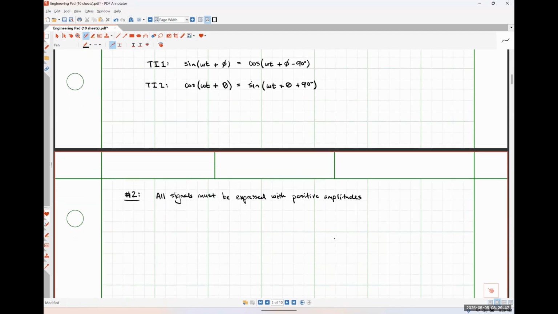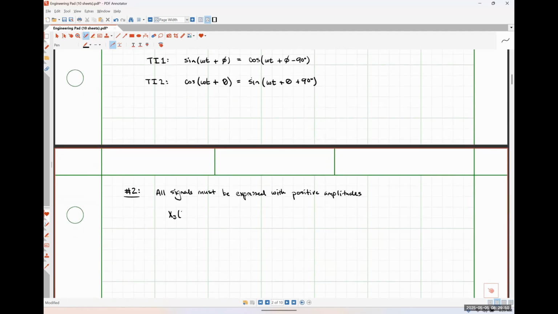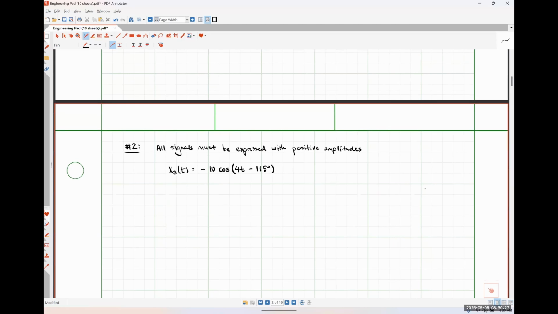So if I had some third signal, let's call it x3 down here, that was negative 10 cosine of 4t minus 115 degrees, I need to figure out a way to convert that into a positive 10 cosine 4t plus some other phase angle. Okay. So I'm going to go ahead and introduce two more trig identities here.